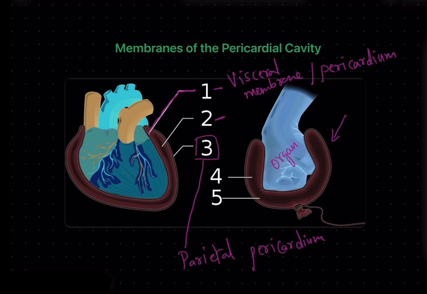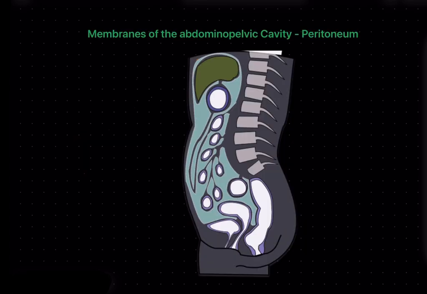Imagine you put a fist into an air balloon or a water balloon. You will have a lining of the balloon that touches your fist. That's your visceral pericardium, the visceral membrane. The outer lining will be the parietal membrane, and the air or the water that's present in this balloon is the serous cavity filled with the serous fluid.